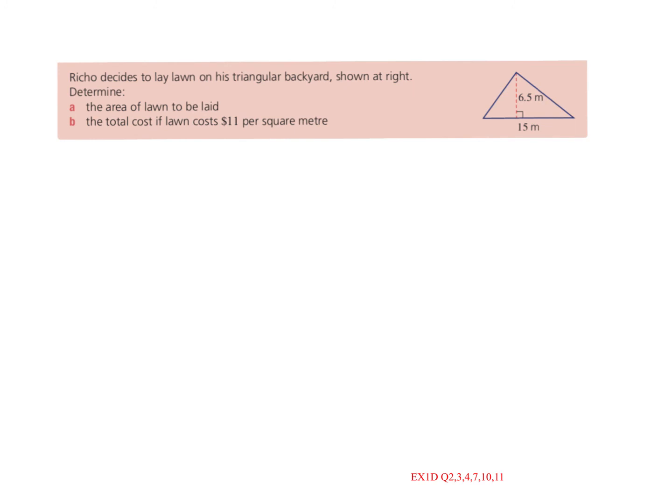Rico decides to lay a lawn on his triangular backyard shown at the right. Determine the area of the lawn. If we look here, the area is a triangle, so the area is a half base times height. I'm going to call this one base and this one height. So it's going to be a half times 15 times 6.5, and you're going to find out what that is.